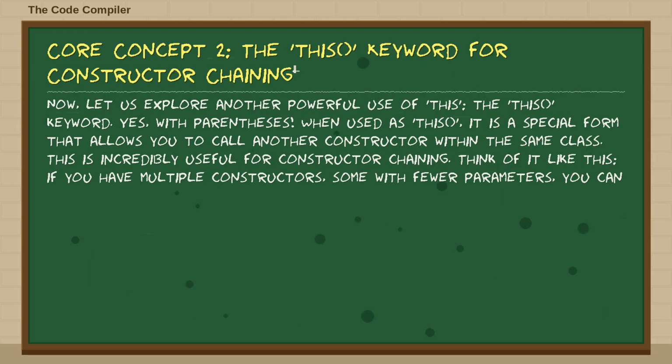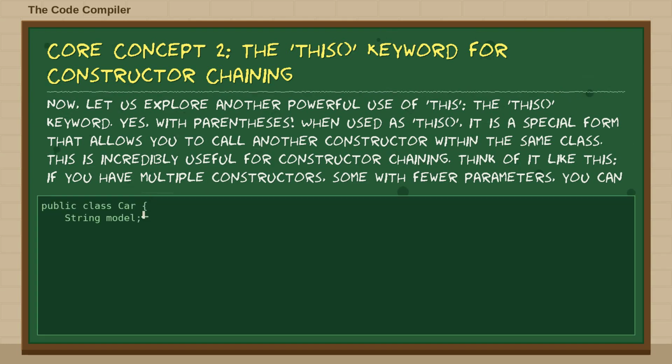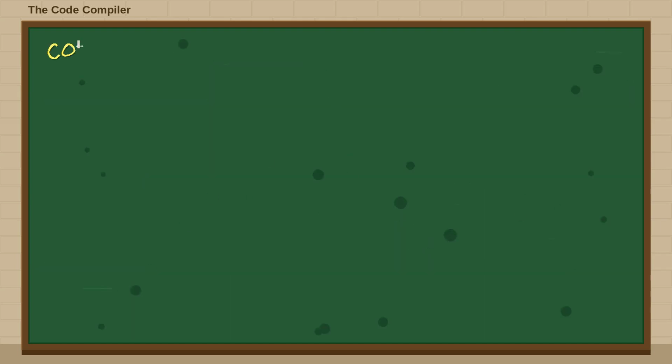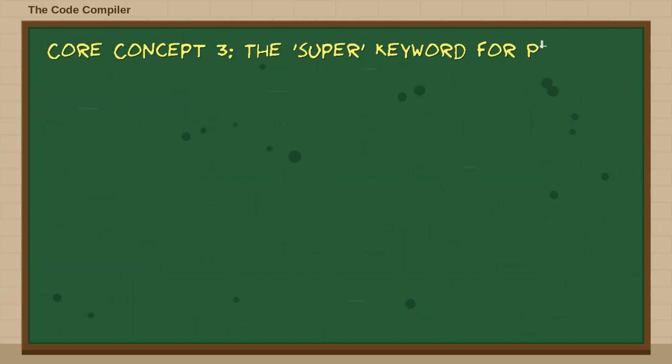Remember, this() must always be the first statement in a constructor. This rule is crucial to ensure proper object initialization and prevent unexpected behavior. It is a neat trick for keeping your constructor logic organized and efficient. Moving on to the super keyword.